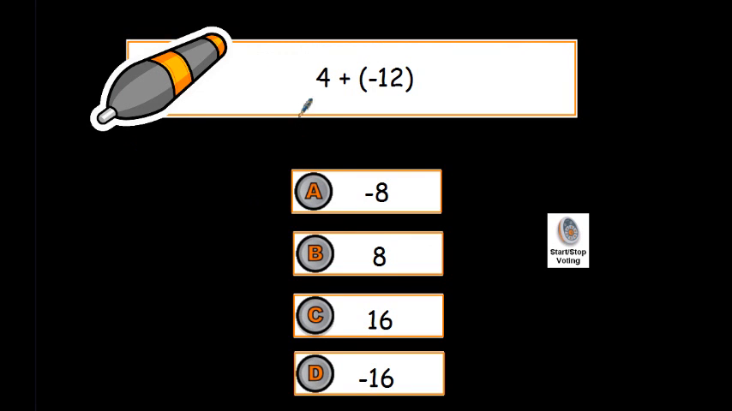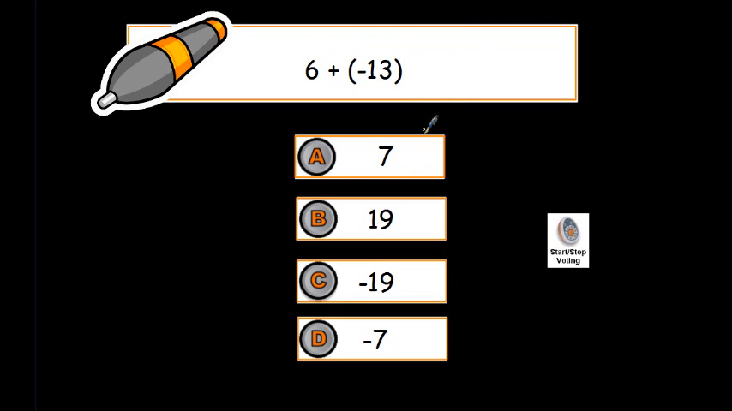Alright, 4 plus negative 12. So different signs. We have a positive and we have a negative, so we have to subtract. So that's going to be an 8. And then you have to keep the one that had the most. So this had 4 positives, this had 12 negatives. So there's more negatives, so it stays negative 8.